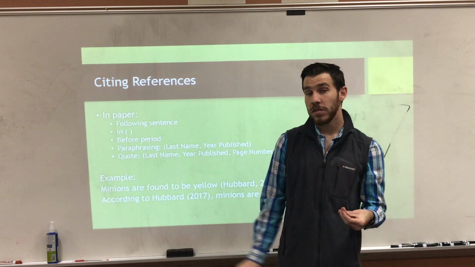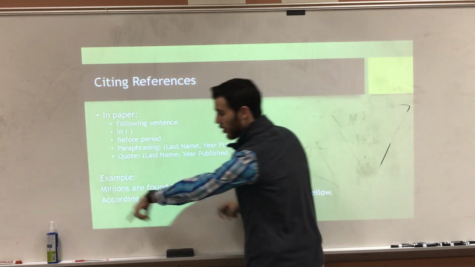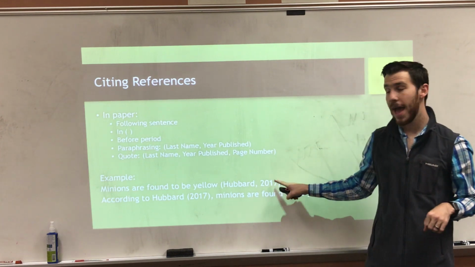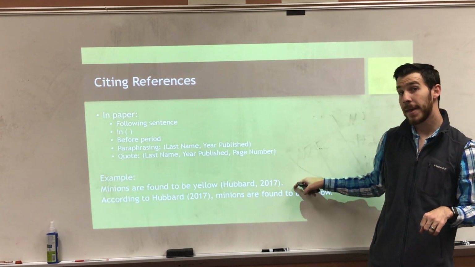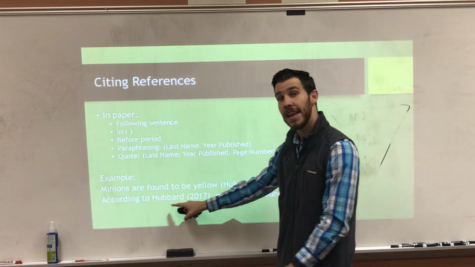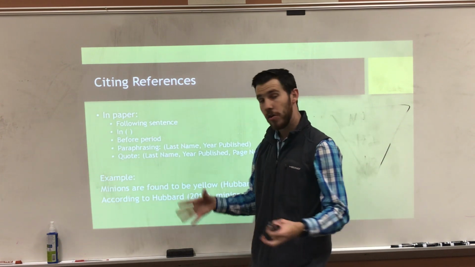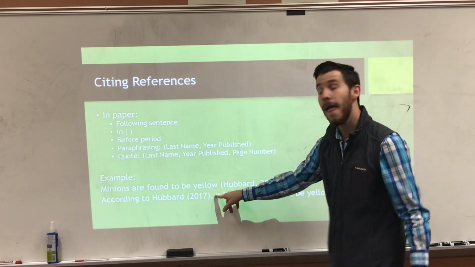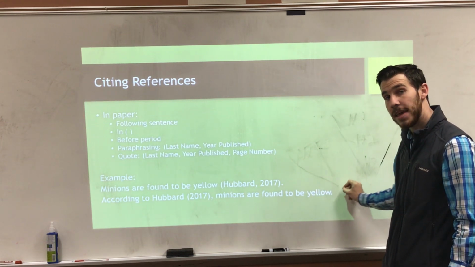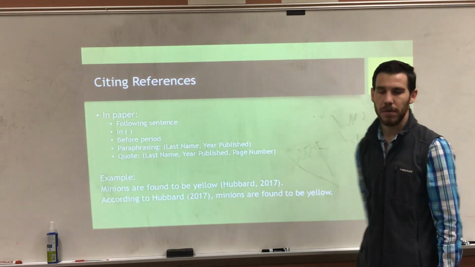If that is a quote, so you end up quoting that, it will be the exact same thing for the most part. You'll have quotation marks around it, but instead of just Hubbard 2017, you will also add Hubbard 2017, comma, P, whatever, for the page number. Same here. According to Hubbard, and then in parentheses, 2017, comma, page number. Or you could also do, according to Hubbard 2017, quote, minions are found to be yellow, end quote, another parentheses, P dot 2, if it's page 2, in parentheses, period.